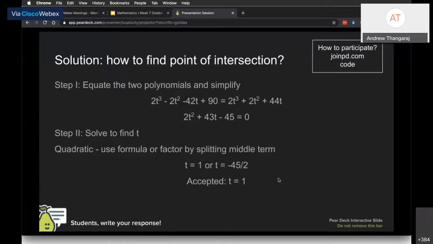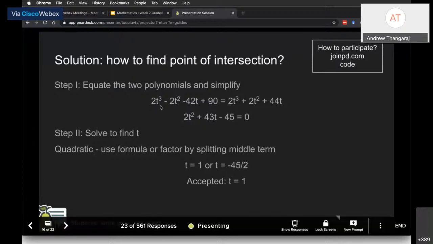Now, if f1 of x and f2 of x are intersecting at some point, then f1 of x equals f2 of x at that point, right? So how to find all points of intersection? Simply equate the two equations and solve for the unknown. So this is equation solving directly from the polynomial. You have one polynomial being 2t cubed minus 2t squared minus 42t plus 90, and the other 2t cubed plus 2t squared plus 44t. The cubic terms quickly cancel and you get, wonderfully, a quadratic equation.